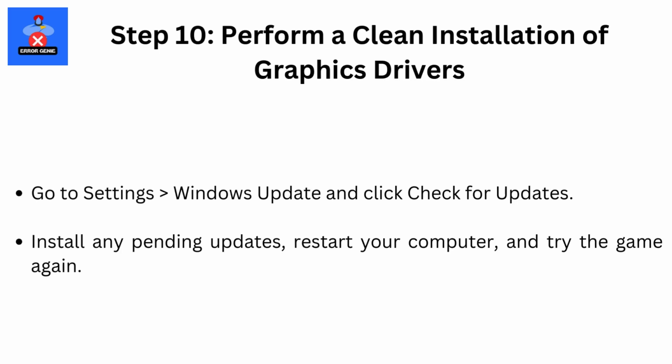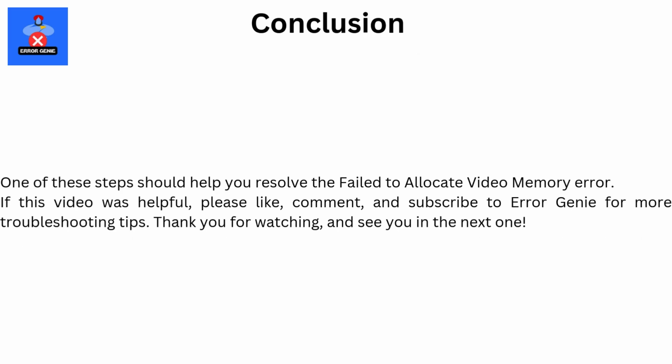10. Update Windows. Go to Settings, then Windows Update and click Check for updates. Install any pending updates, restart your computer, and try the game again. One of these steps should help you resolve the failed to allocate video memory error.